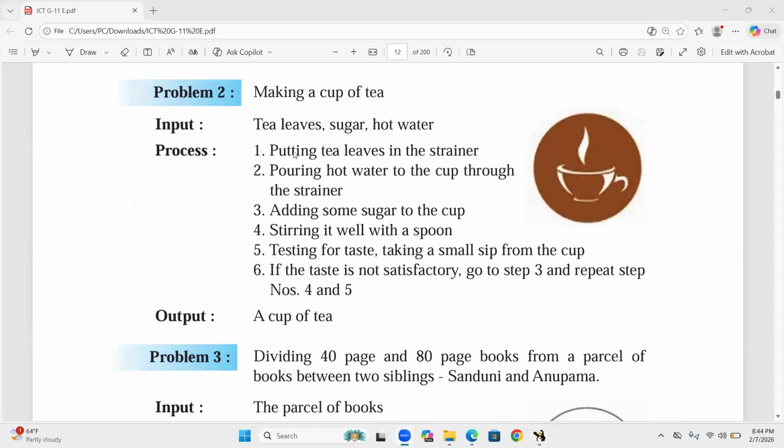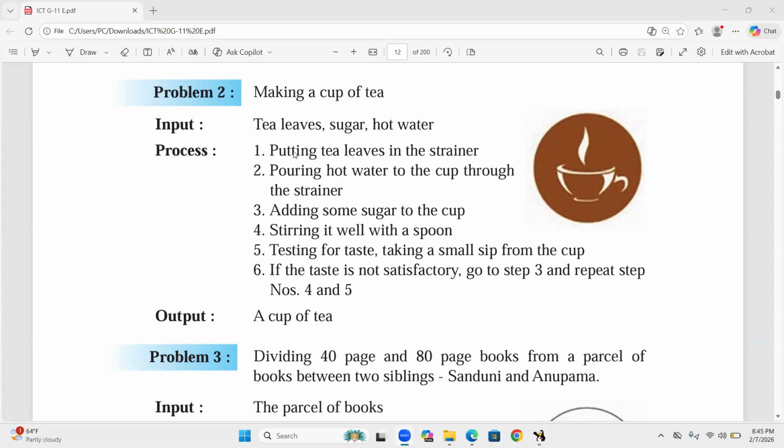To make a cup of tea, we need tea leaves, sugar, and hot water as input. Then the steps or the processes: putting tea leaves in the strainer, adding hot water to the cup through the strainer, adding some sugar to the cup, stirring well with a spoon. Then step number 5, testing for taste, taking a small sip from the cup. Number 6, if the taste is not satisfactory, go to step 3 and repeat steps number 4 and 5.